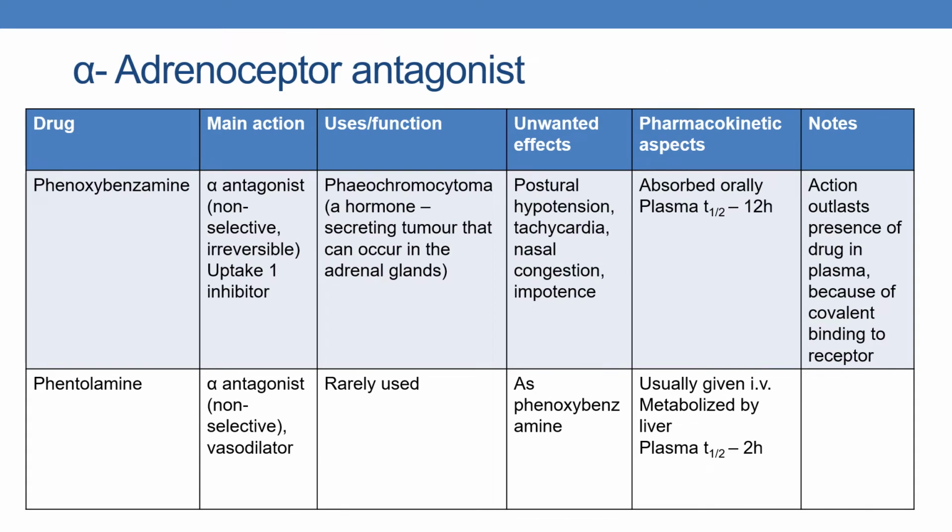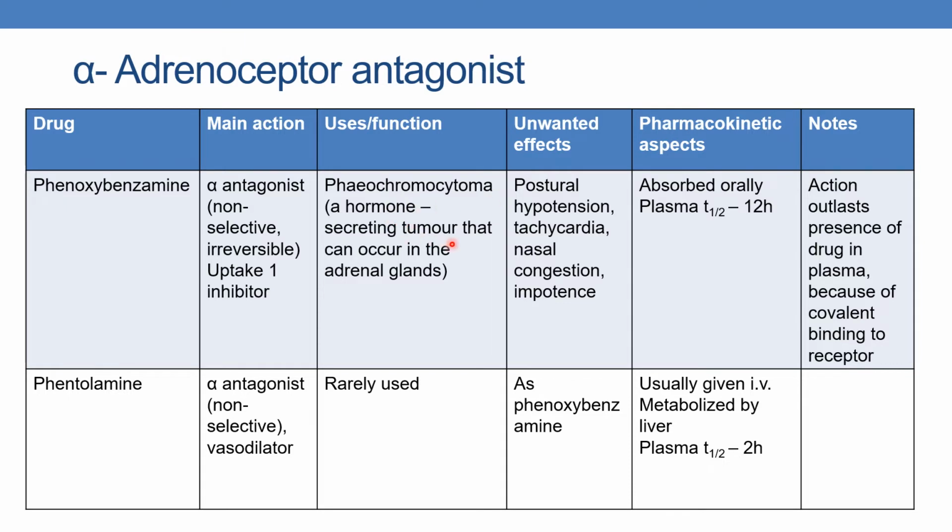The next drug is phenoxybenzamine. It is an alpha antagonist. It is non-selective and irreversible, and it is an uptake 1 inhibitor. It is used to treat pheochromocytoma.